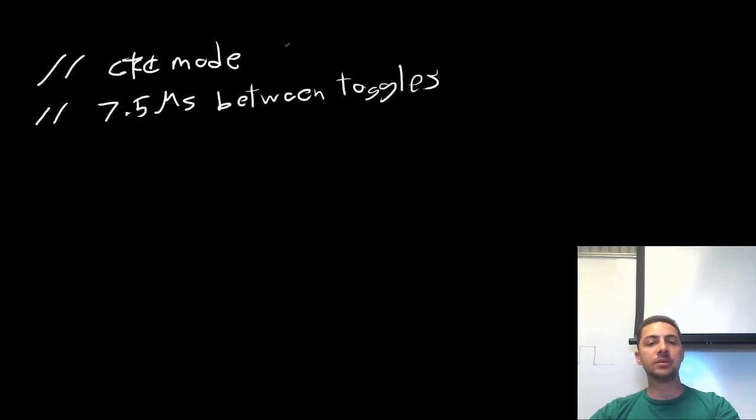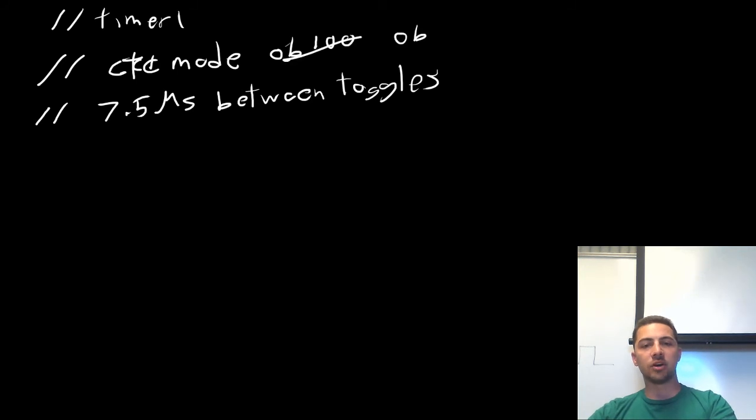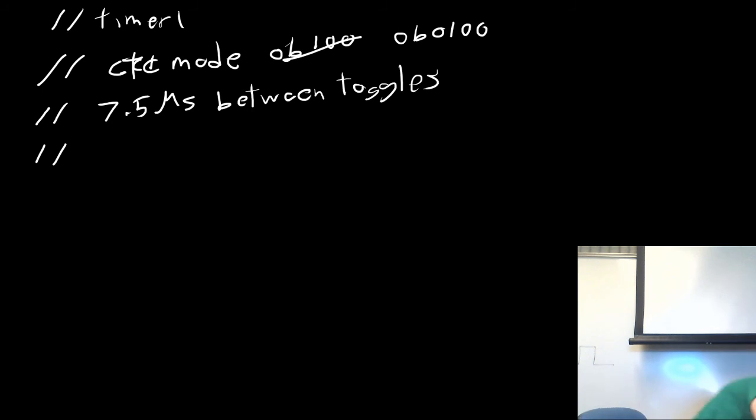So CTC mode is a binary 1, 0, 0. We did want to use timer 1, right? Timer 1. So technically, it's 0B0100. It's 4 bits. Okay? And we need to calculate it out. And I said use a system clock frequency of 16 megahertz. All right. So I'm going to have to get a calculator out for this.